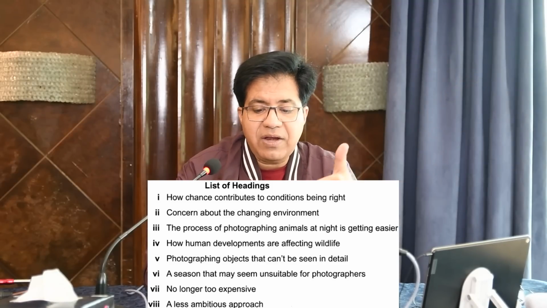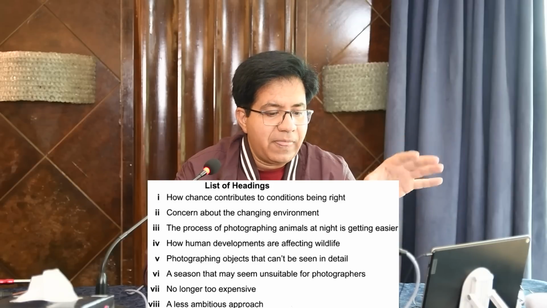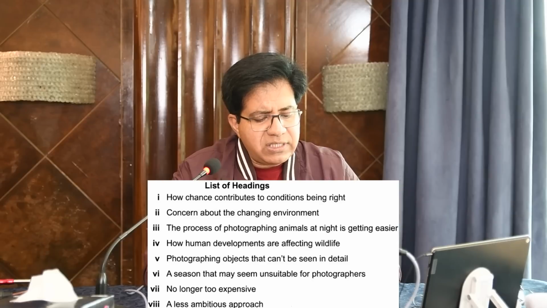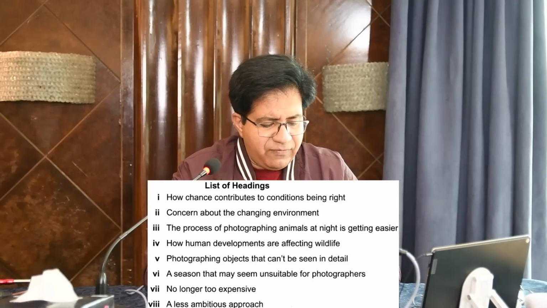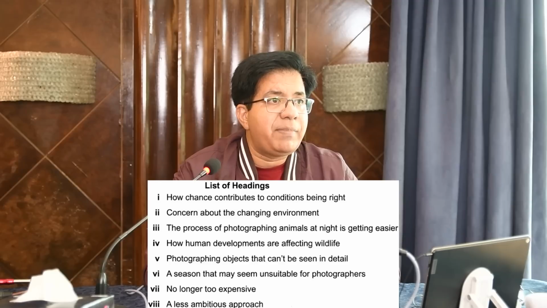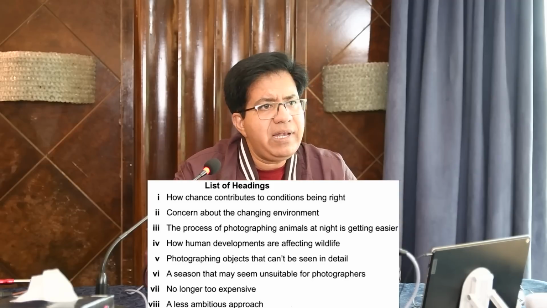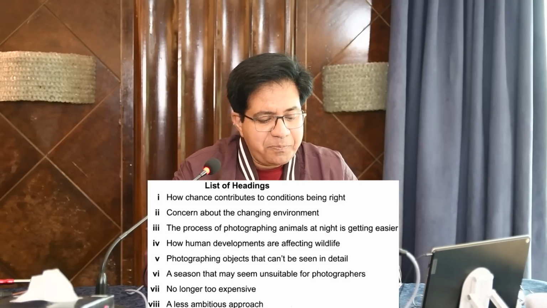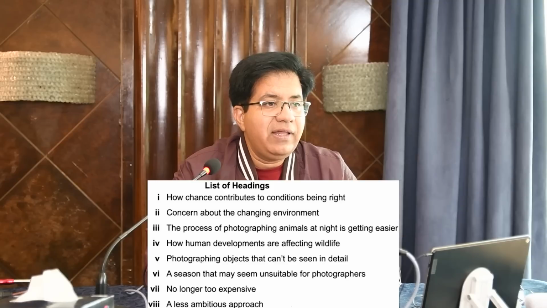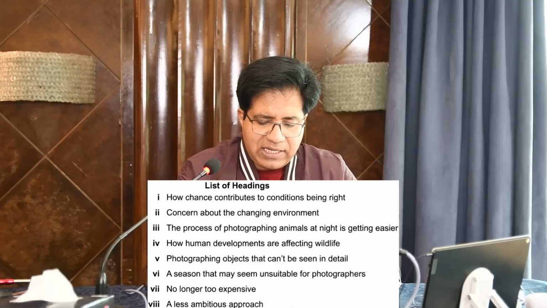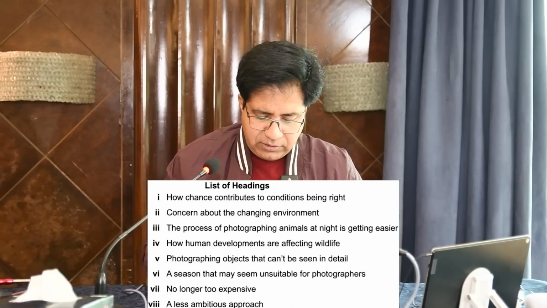And remember, we are reading about night photography in autumn. So all these headings are related to photography. Heading number 2, concern about the changing environment. In one paragraph, they will show their concern about global warming, climate change and all that. Only we are reading headings now. We will find them later. Okay. Heading number 3, process of photographing animals at night is getting easier. In one paragraph, they will say it's quite simple, straightforward, easy and all that, right? And okay.